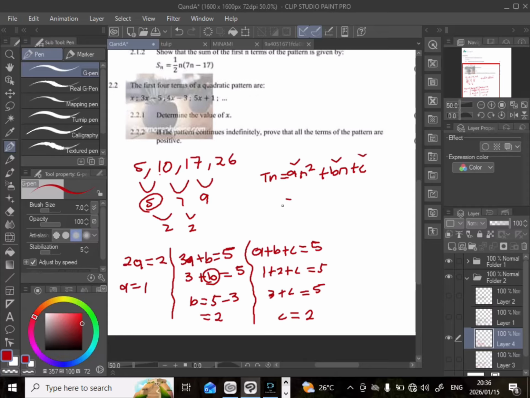Now, our general formula will be like this: 1n squared plus 2n plus 2. Because the n squared here has a positive coefficient, our graph will be a graph on the positive y-axis that is increasing. Hence by that we can prove that all the terms are positive.